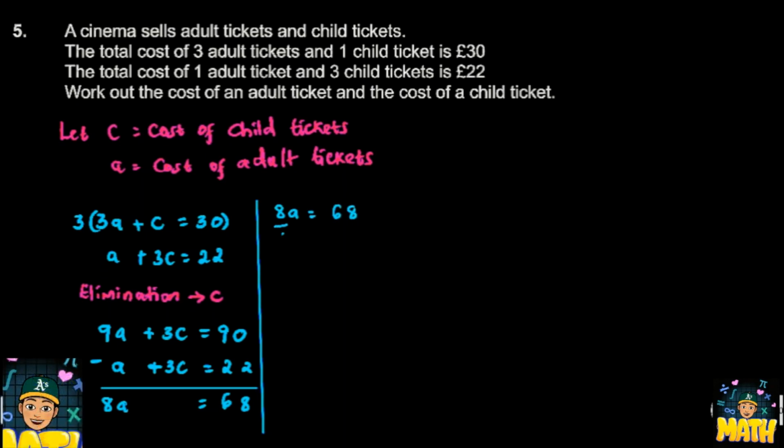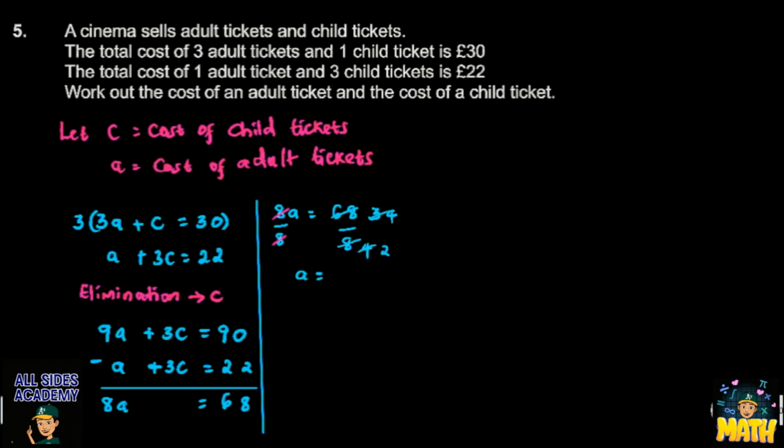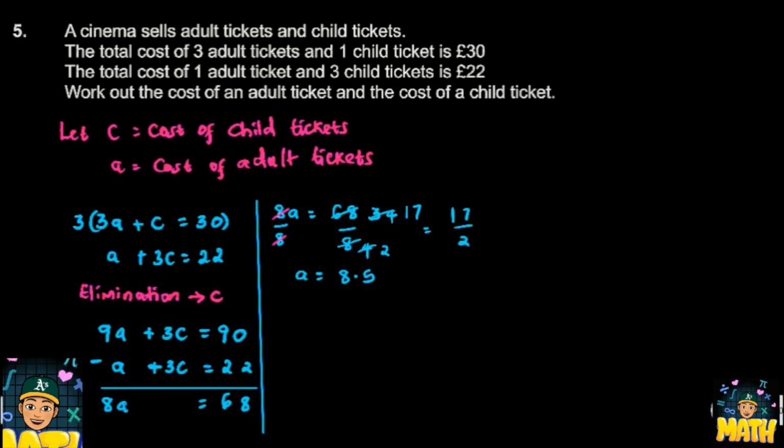So I divide by 8 on both sides. So the 8's cancel out. And then here we have A equals, so by 2, 4, by 2, 34, by 2, 2, by 2, 17. So I have A being equal to 17 over 2, which is 8.5, or you can decide to go the long way and try to confirm your answer.